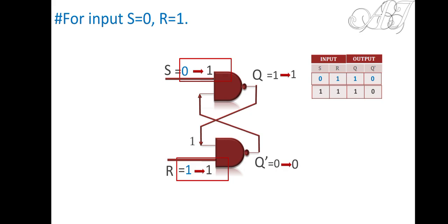I will repeat this for the next input combination also. As of now we have seen that when I gave my input as 0 1, I got 1 0, and after that when I gave my input as 1 1, my output remained 1 0. There is no change in the output.